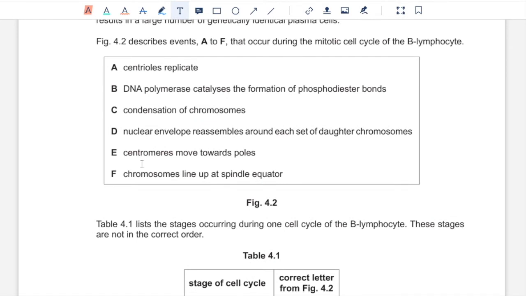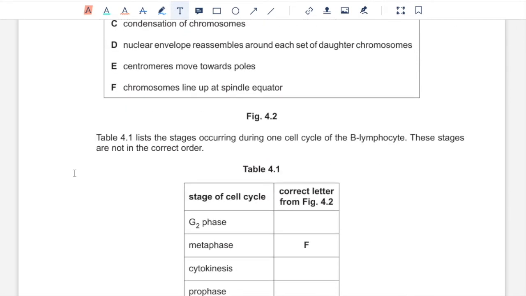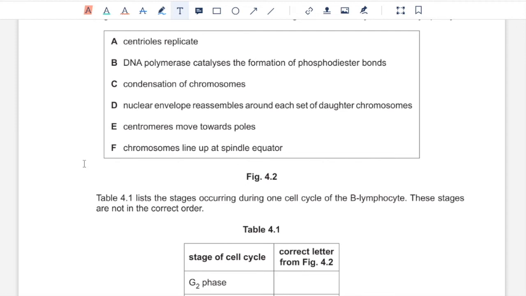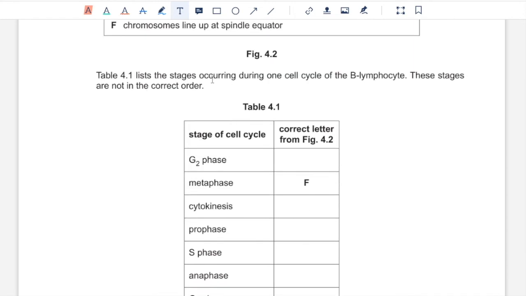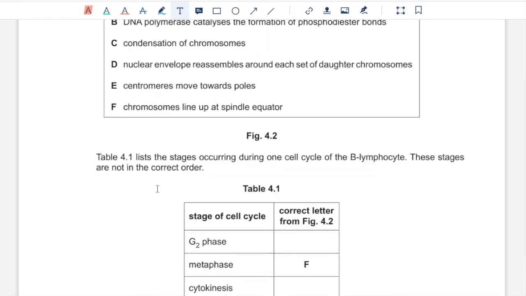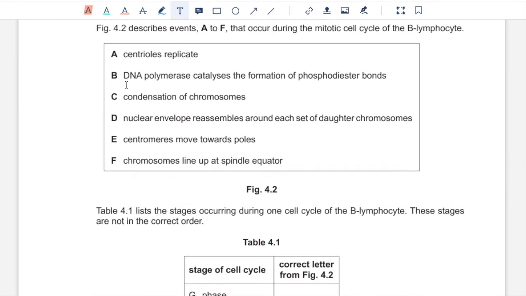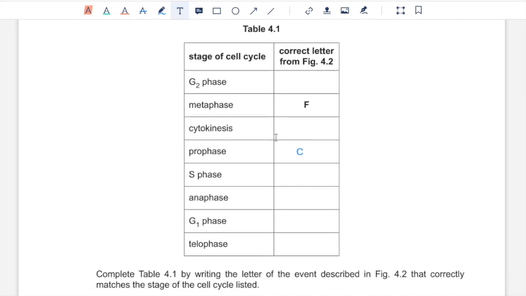In cytokinesis, the cell divides into two, which does not have any description either, so we'll leave that blank. Prophase, this has a description in here as condensation of chromosomes. S phase, so the stage for DNA replication, and that involves the activity of DNA polymerase, which catalyzes formation of phosphodiester bonds.